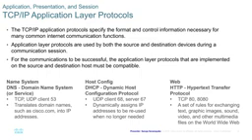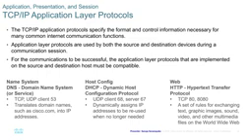TCP/IP application layer protocols. The TCP/IP application protocols specify the format and control information necessary for many common internet communication functions. Application layer protocols are used by both the source and destination devices during a communication session. For the communications to be successful, the application layer protocols that are implemented on the source and destination host must be compatible. So that's a very key important concept that you should get out of this course. For the communication to be successful, the application layer protocols implemented on the source and the destination have to be compatible with each other.